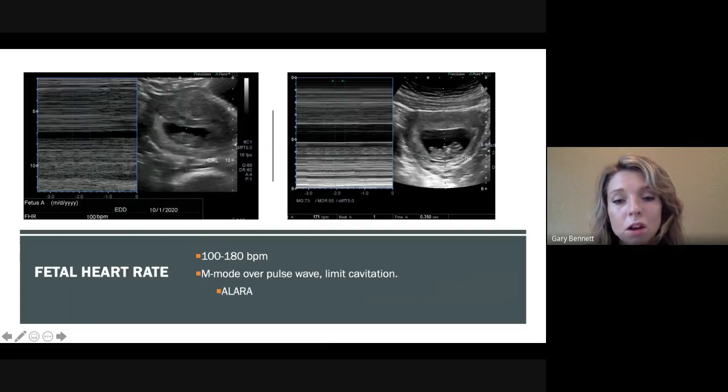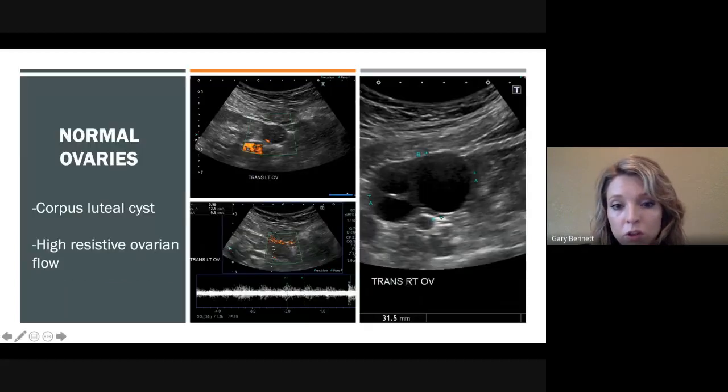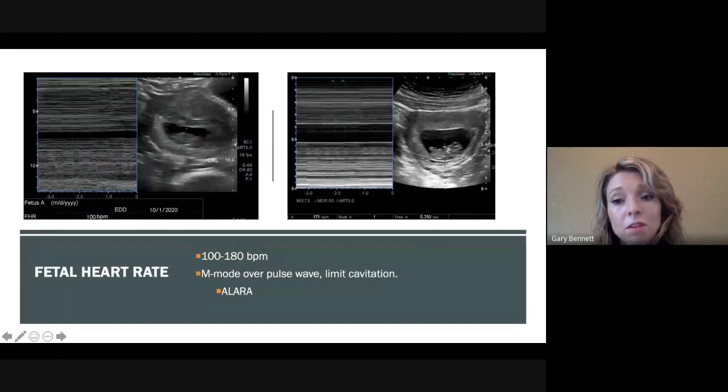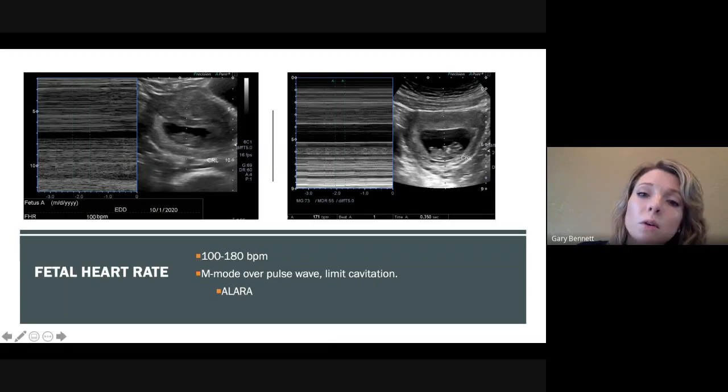So M mode does not use as much power as pulse wave does. So the beauty of M mode is that we can stay as low as reasonably achievable when we're sampling baby's heart rate here. At most places where I work, we don't use the pulse wave, which is this guy here, on baby's heart rate, just to keep any possibilities of cavitation to a minimum. We don't want to expose baby to anything that they don't need.